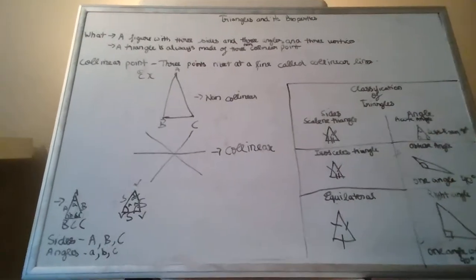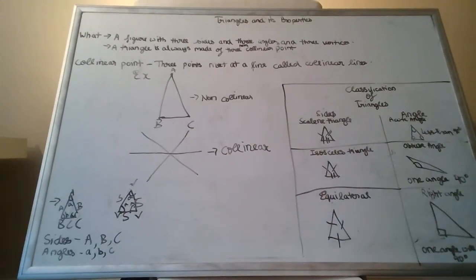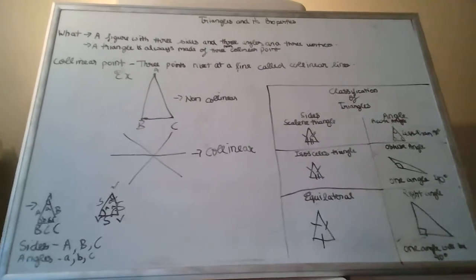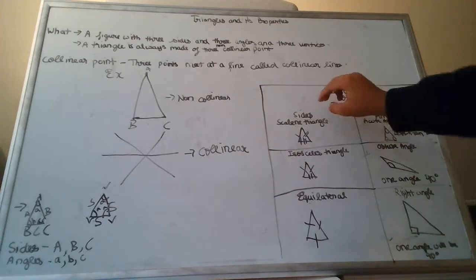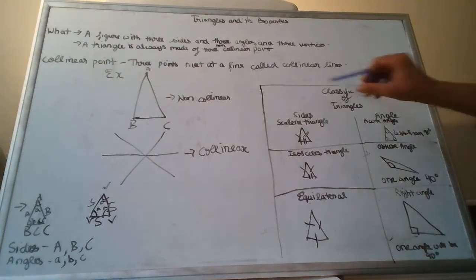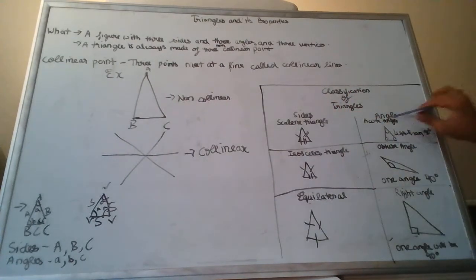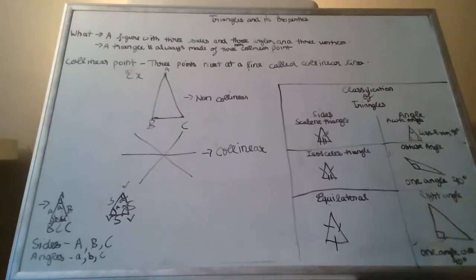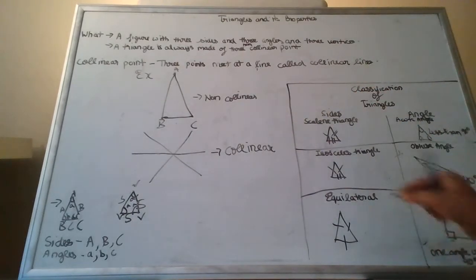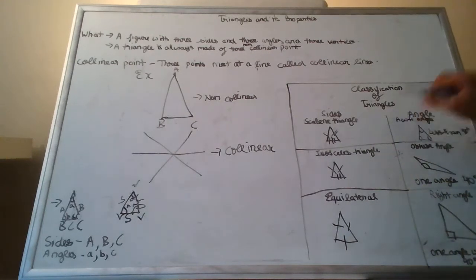Now let's look at the classification of triangles. Triangles can be classified in two ways: on the basis of sides and on the basis of angles. On the basis of sides, it can be classified into three, and on the basis of angles, it can also be classified into three. On the basis of sides there are scalene, isosceles and equilateral triangles. On the basis of angles there are acute, obtuse and right.